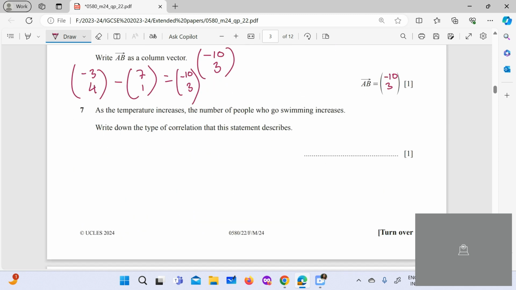The next question is, as the temperature increases, the number of people who go swimming increases. Okay, so there is a rise in temperature and there is a rise in the number of people. So both are increasing. Write down the type of correlation that this statement describes. So this is positive correlation. I hope this is clear to everyone.